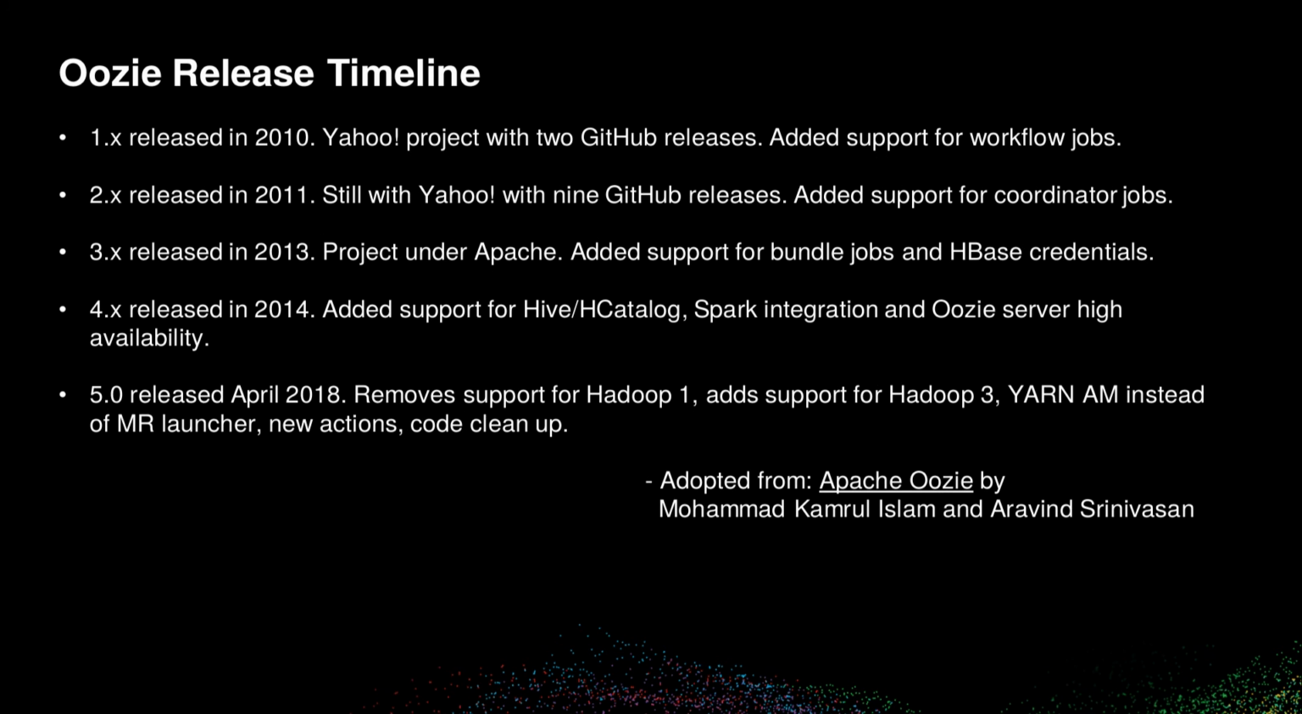So the release timeline, right? It was released in 2010. Yahoo hosted it on a GitHub repo, right? But as with any mature ecosystem project, you'd like to be in Apache so you could get community participation. So they decided to release it in Apache. I think in 2.x it was still in GitHub, right? By then we already had workflows. With 3.0 we introduced coordinators. And then in 4.x, we introduced bundles, right?